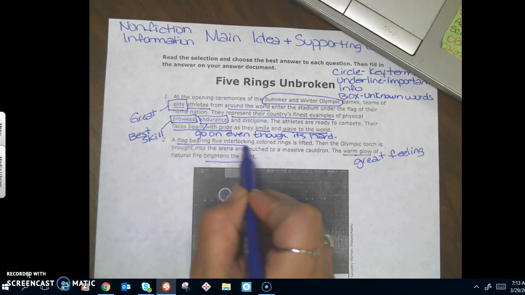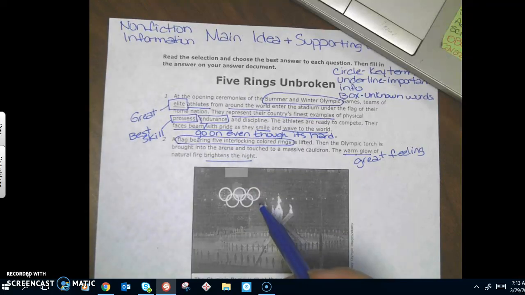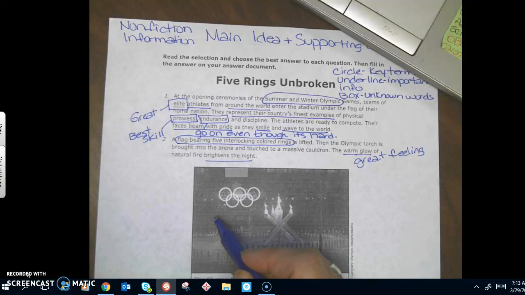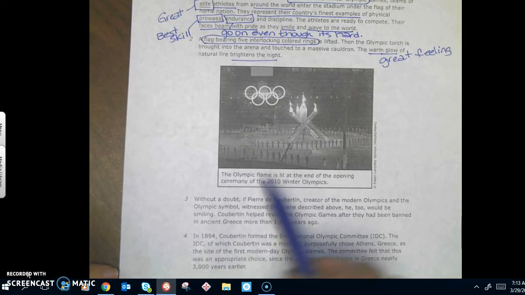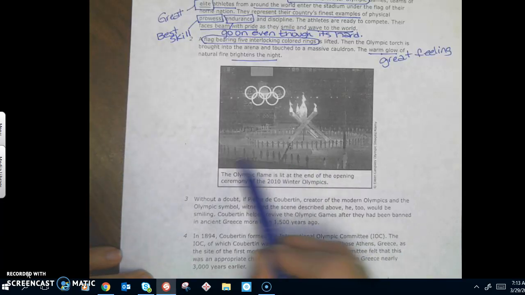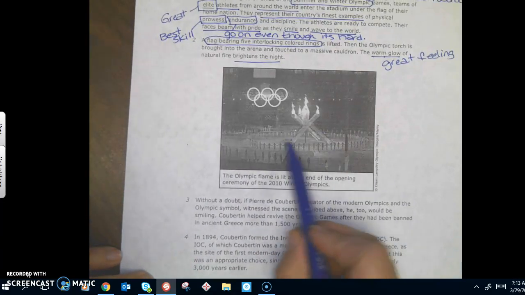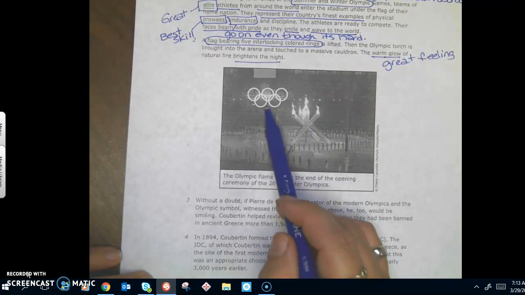The flag bearing interlocking rings. I bet that's this right here. And they have a flag like this. If you recognize this, this is the symbol. But if you don't recognize it, we're going to learn about it more. Okay, so I'm going to read the caption. The Olympic flame is lit at the end of the opening ceremony of the 2010 Winter Olympics. So I can see all these people, they're holding hands and they're around this huge area that's lit up, and then here's the symbol of the Olympics.